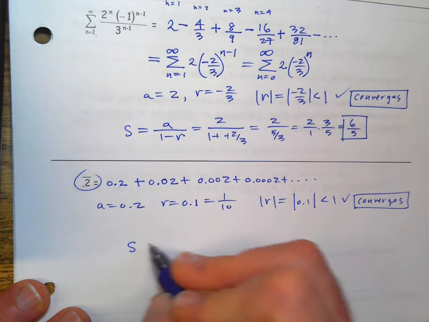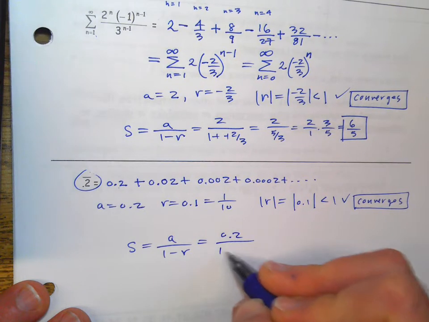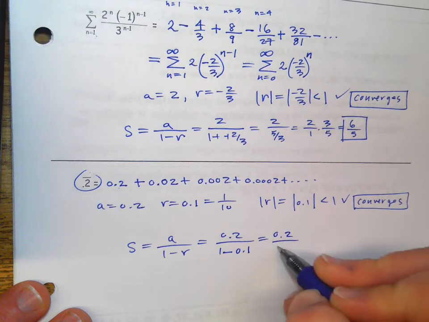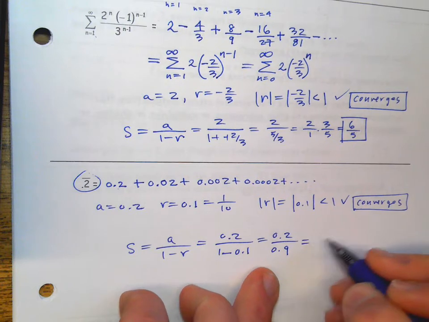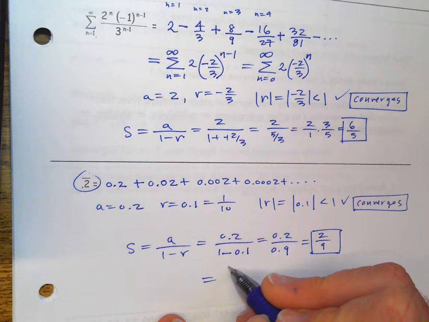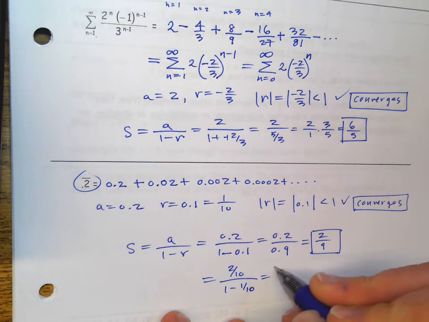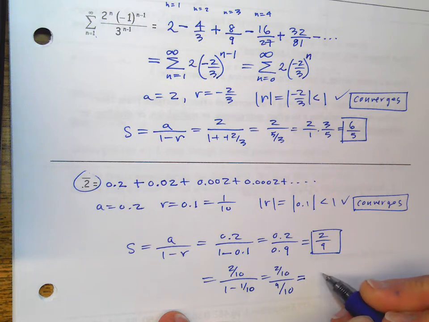And the sum is a over 1 minus r. So it's 0.2 over 1 minus 0.1. So it's 0.2 over 0.9. We don't want decimals in our fraction, so we're going to write it as 2/9. Or instead, you could have put in 2/10 over 1 minus 1/10. And then that would be 2/10 over 9/10. And that would be 2/9. Like that.